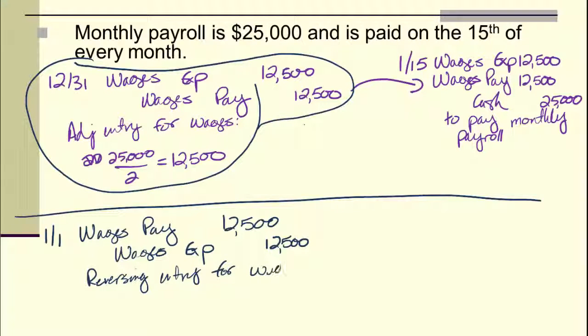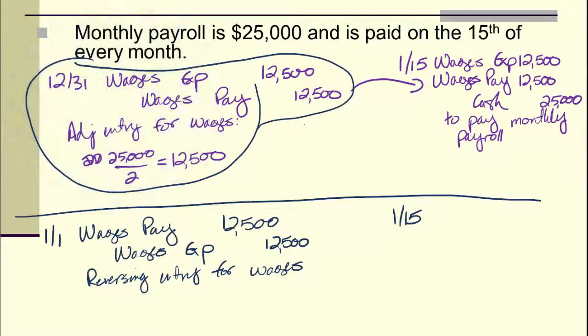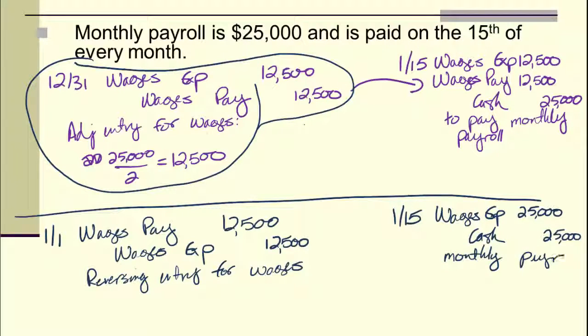for wages. Now, December 15th rolls around, and either the bookkeeper, who's clueless, or the computer system doing batch processing does their normal every month journal entry. Wages expense, monthly payroll. Now, if we look at the T accounts here, we can see that both of these ways work out. It's just a different way of doing it.